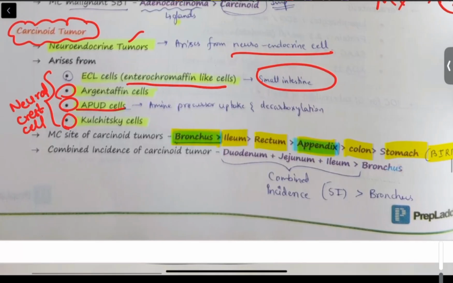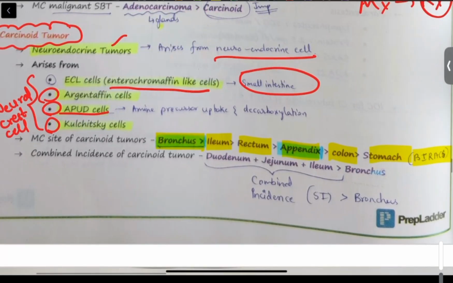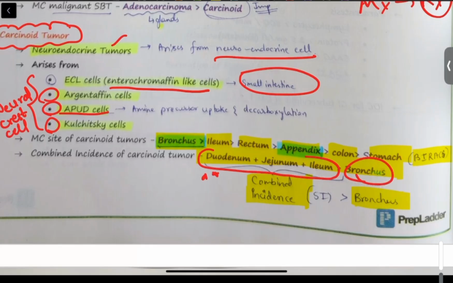So there is combined incidence of carcinoid tumor also, that is duodenum, jejunum, ileum. All three combined are more than bronchus. So most probably all three can be involved, and this will be the most common rather than bronchus.